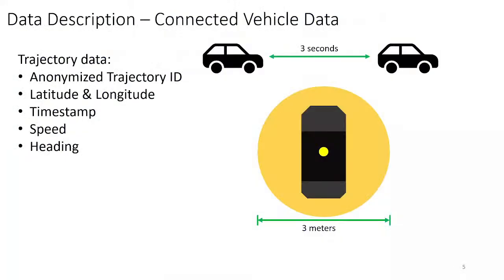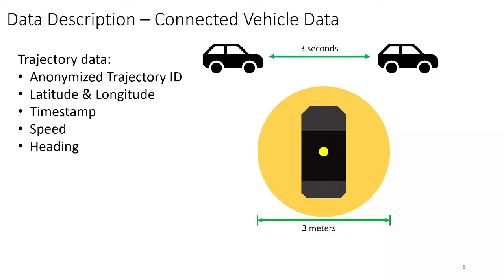So to start with the data description, what we've used for this study is connected vehicle trajectory data, and just showing the five basic attributes we use from each trajectory record is the anonymized trajectory ID. So this is obfuscated from the data provider, a lat long to tell us where the connected vehicle is, a timestamp to go with that, the speed at which the vehicle is traveling, and a heading.